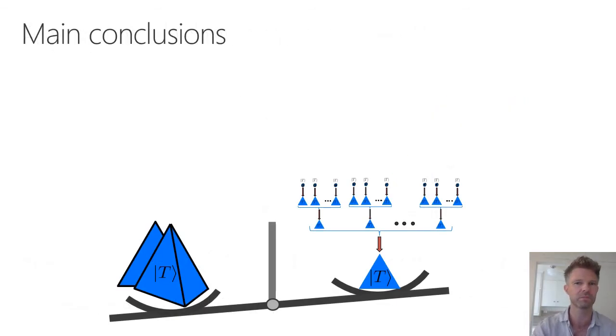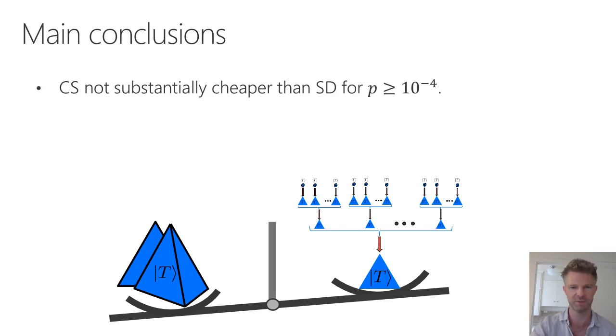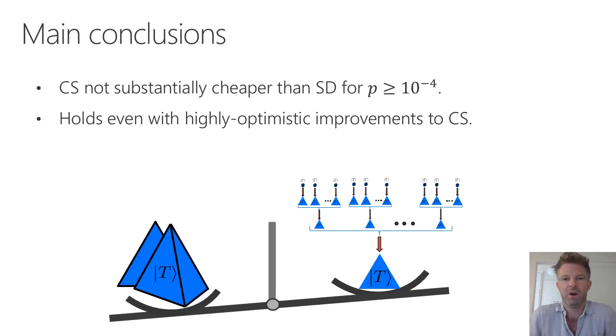Okay, so our main conclusion is that code switching is at least not substantially cheaper than state distillation for the range of error rates that we looked at, which we would really hope it to be in order to justify building three-dimensional systems, which can be very difficult in practice. Our results come from this analysis where we replaced each step with an optimal version, but this comparison still holds even in that regime.